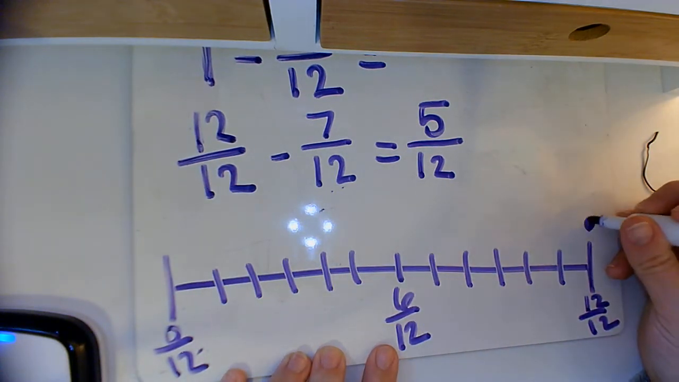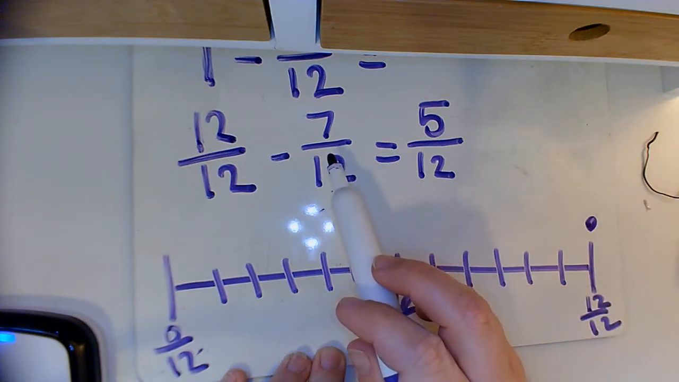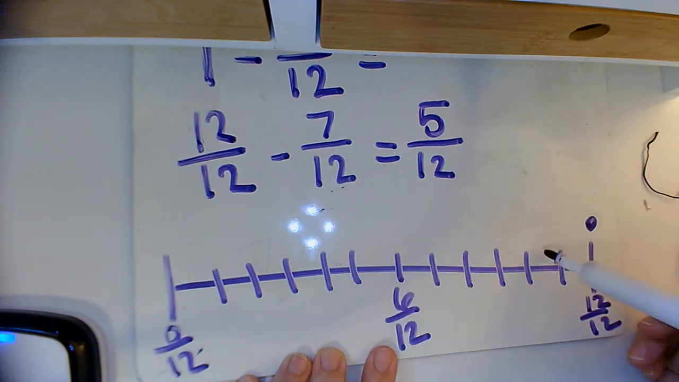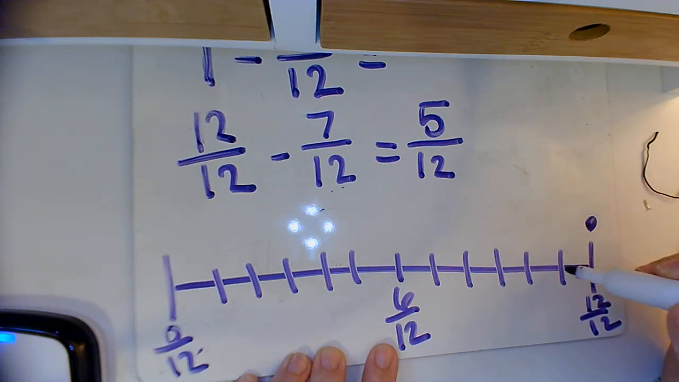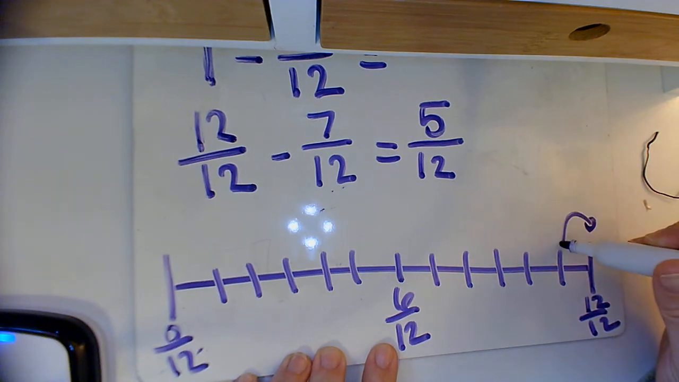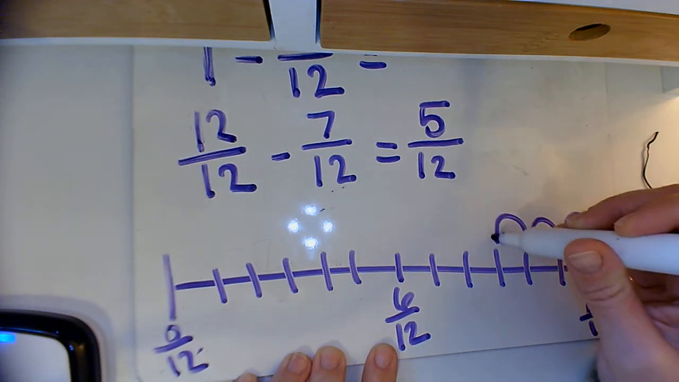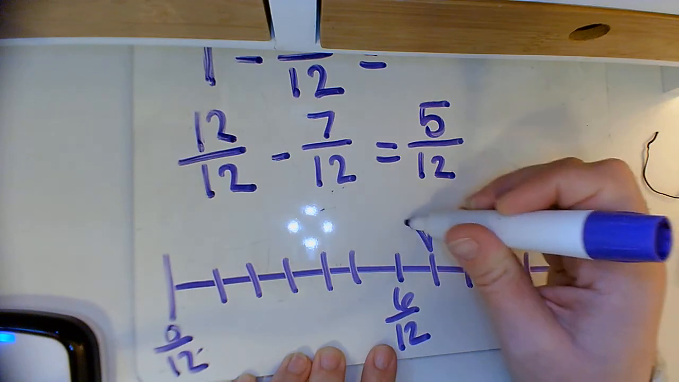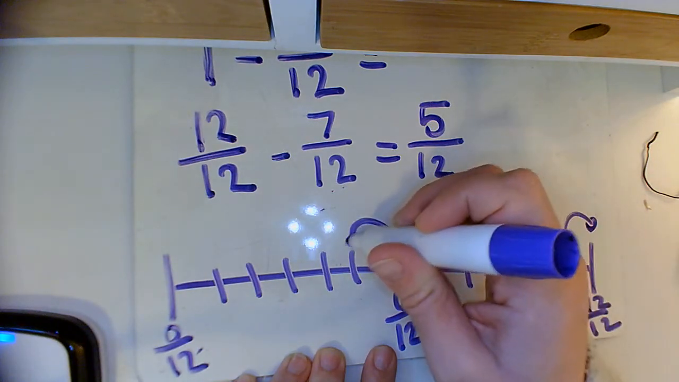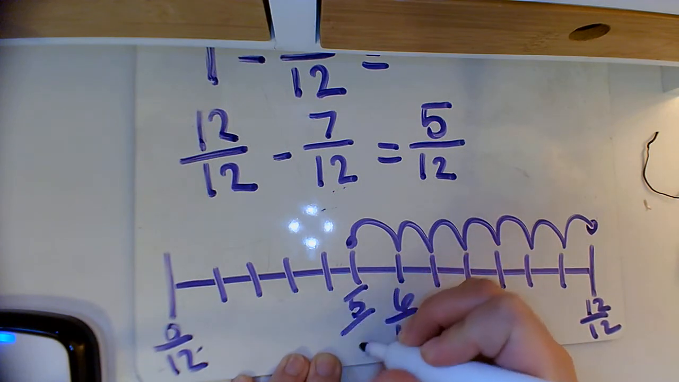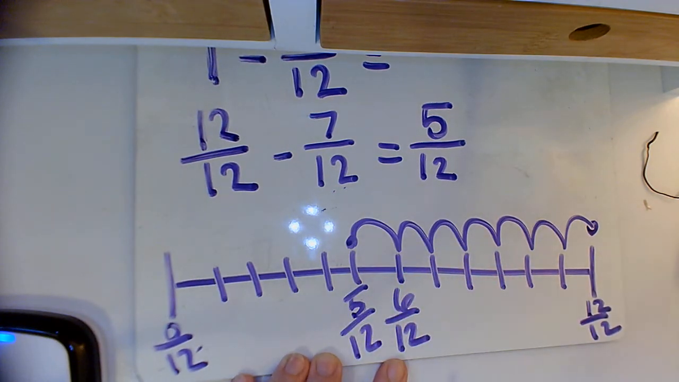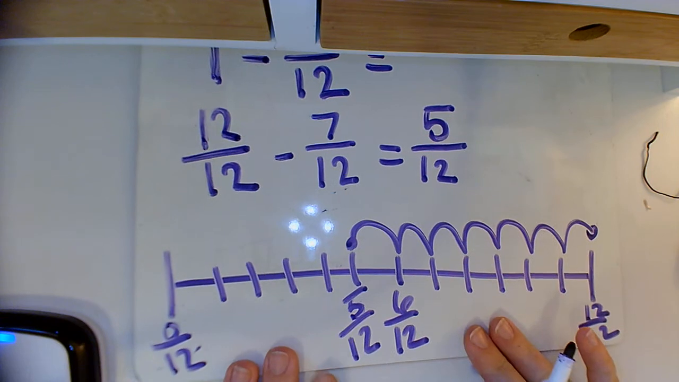We started at 12 twelfths and we subtracted 7. So we would count back 7 times, landing on our little tick marks each time, because each of these are worth 1/12. So there's 1, 2, 3, 4, 5, 6, 7. 6 twelfths, 1 less is 5 twelfths. So we know our answer is 5 twelfths.